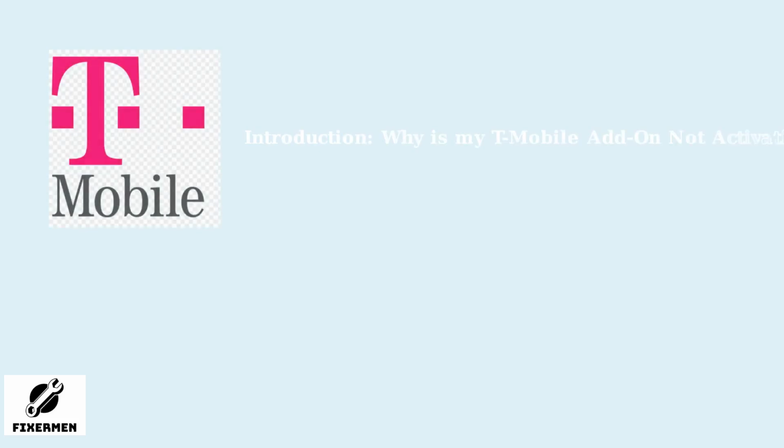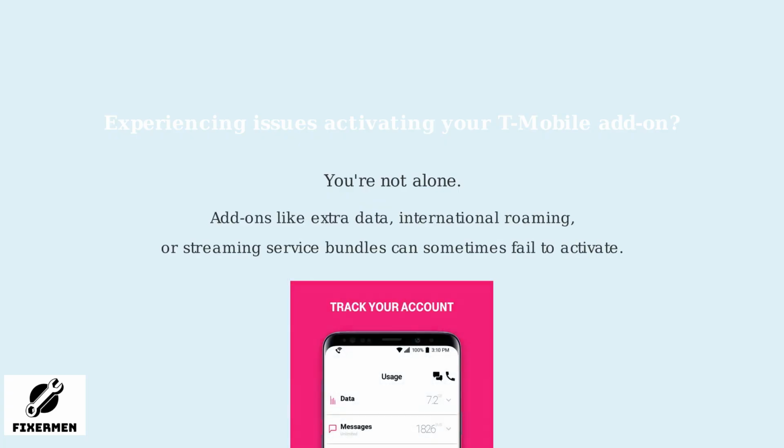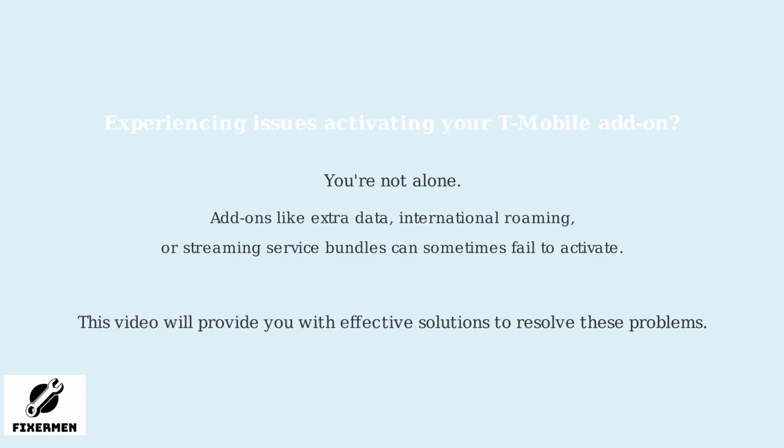Welcome to our introduction on T-Mobile add-on activation issues. Experiencing issues activating your T-Mobile add-on? You're not alone. Add-ons like extra data, international roaming, or streaming service bundles can sometimes fail to activate due to various reasons. The most common reasons include app glitches, billing errors, device compatibility problems, or network issues. This video will provide you with effective solutions to resolve these problems.